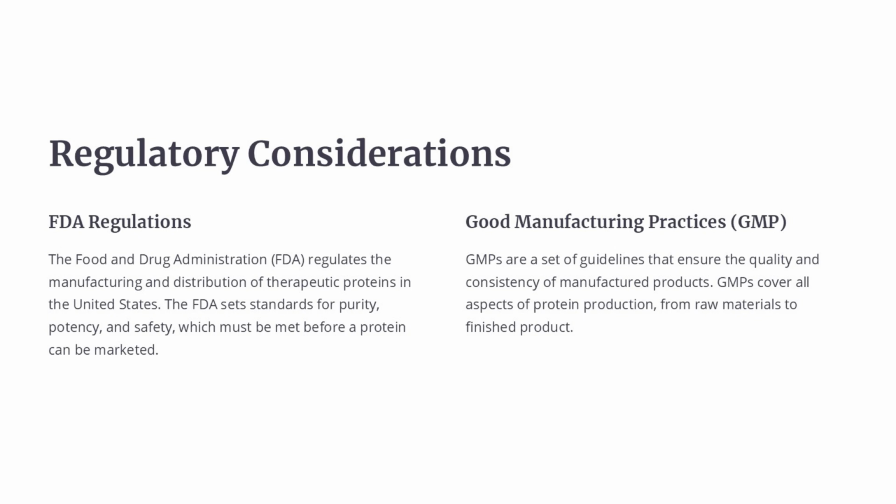The FDA plays a critical role in regulating the manufacturing and distribution of therapeutic proteins in the U.S. They set strict standards for purity, potency, and safety that must be met before a protein can be brought to market. Good manufacturing practices, or GMPs, are the guidelines that ensure the quality and consistency of manufactured protein products. GMPs cover every aspect of production, from the raw materials all the way through to the final packaged product. Adhering to GMPs is essential for meeting the FDA's regulatory requirements and getting approval to sell therapeutic proteins.